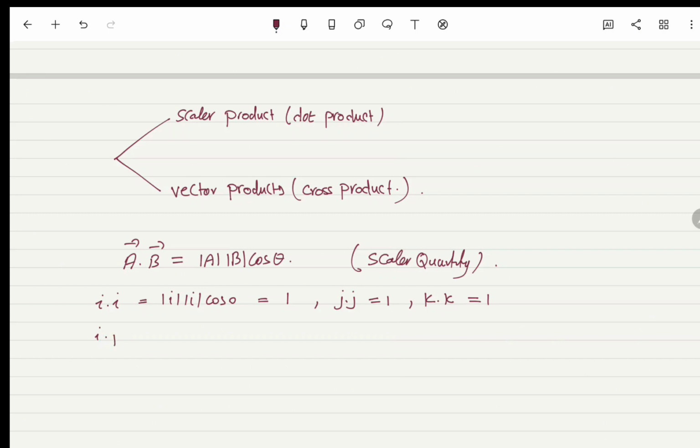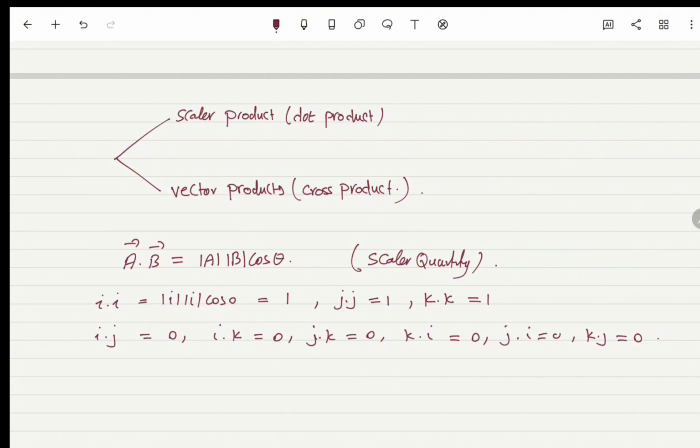But i dot j is equal to the magnitude of i, which is 1, times the magnitude of j, which is equal to 1, times the cosine of the angle between i and j, which is 90 degrees. Cosine 90 is equal to 0. So i dot j is 0. i dot k, same thing, 0. j dot k, 0. k dot i, 0. j dot i, 0. And k dot j, again, is 0.